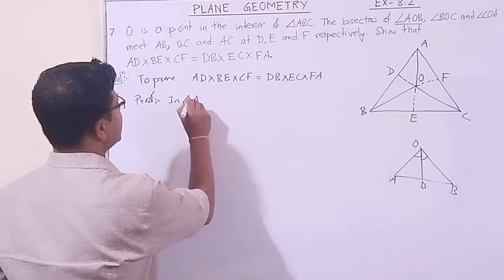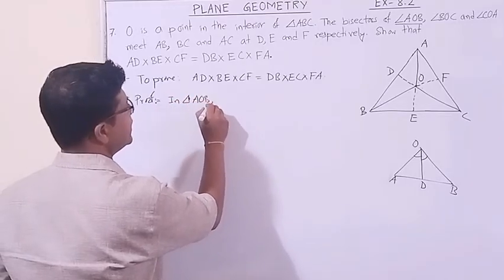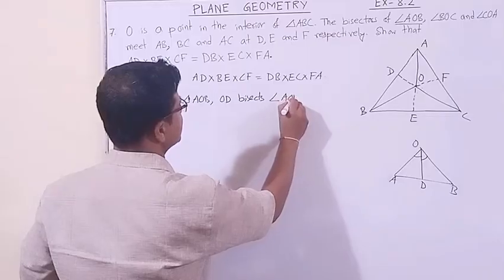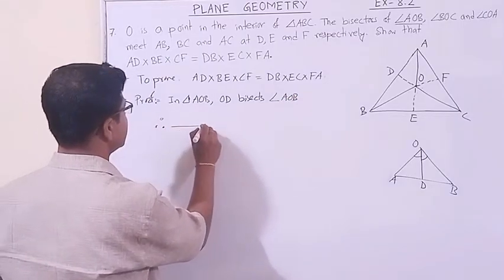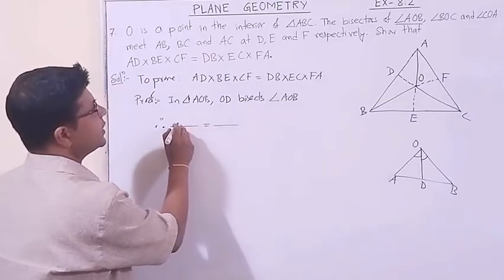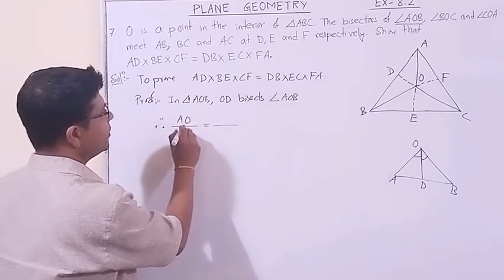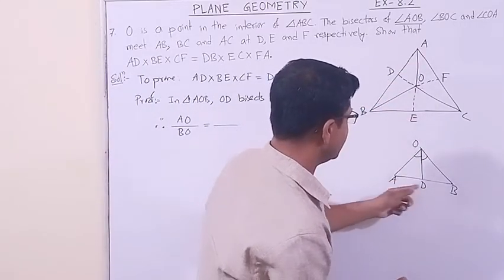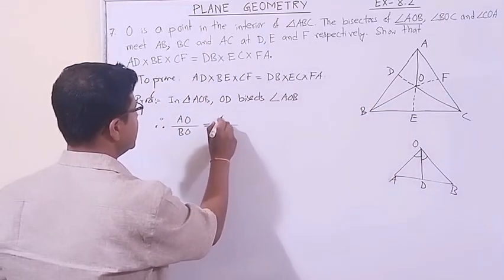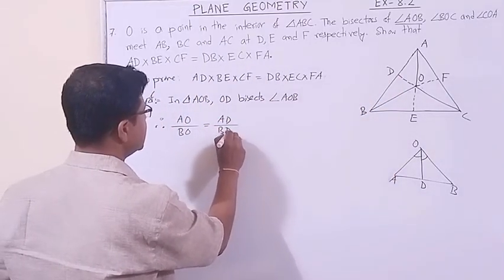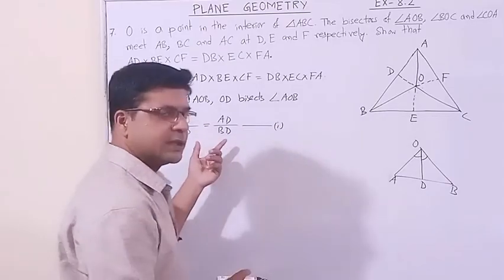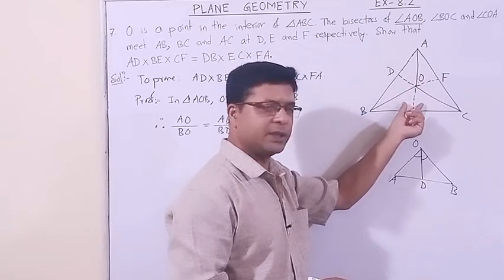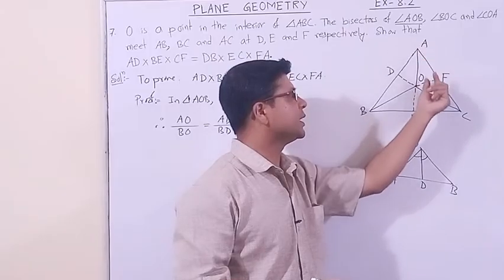In triangle AOB, OD bisects angle AOB. So what do we obtain? Therefore, two ratios are equal. Which ratios? AO by BO is equal to AD by BD. Let us write AD by BD. This is equation 1. This same concept we have to apply 3 times. Once we have applied it, we shall apply it in another triangle, and again the same concept in triangle AOC. Got it?